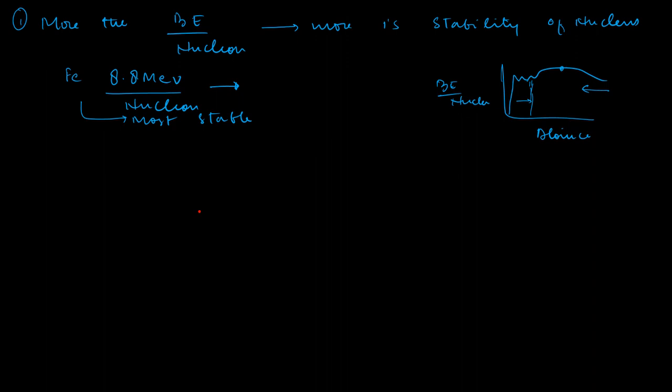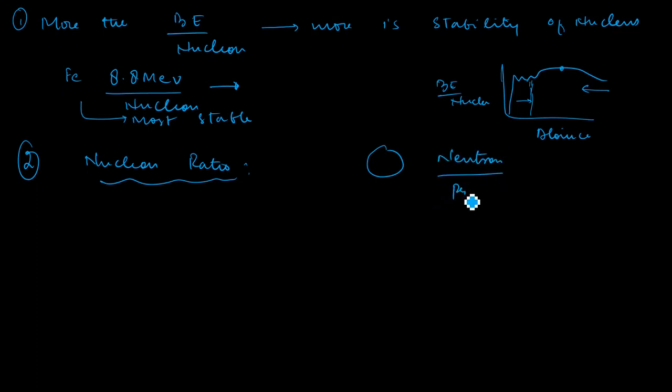Now, the second factor is what we call the nucleon ratio. What does this mean? Dear students, suppose we have a nucleus, and inside this nucleus we have protons as well as neutrons. If we check the neutron to proton ratio, let me denote neutrons by N and protons by P, it is the thing which determines the stability of the nucleus.